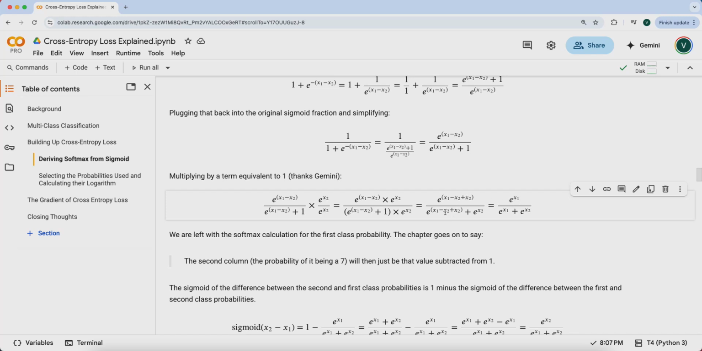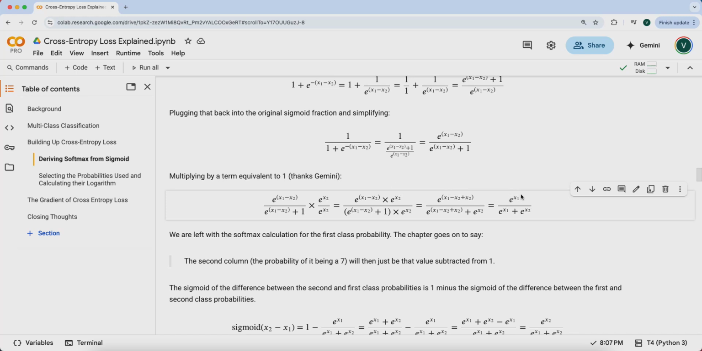Same thing happens down here. Negative x2 plus x2 cancels out. So I get e to the x1. And here I have my final result. So I have the activation, e raised to the activation of class 0 divided by the sum of e to the activation of x1, which is our class 0, plus e raised to the activation of our class 1, which is x2. And this is the softmax calculation for the first class probability.